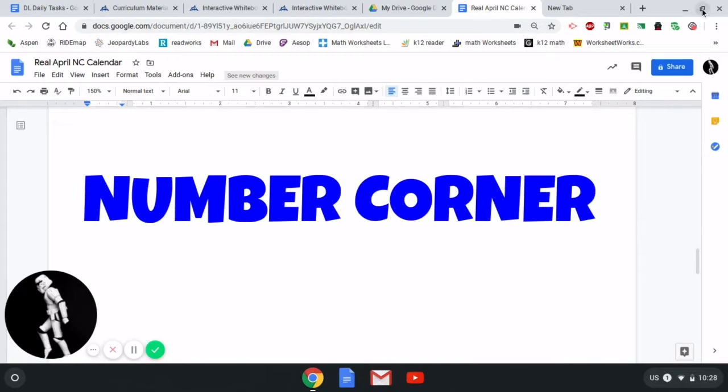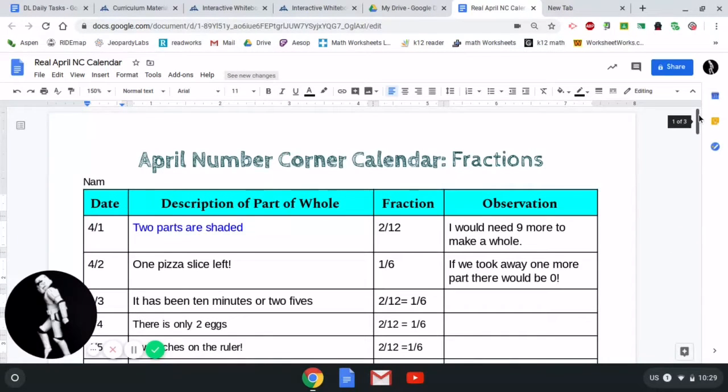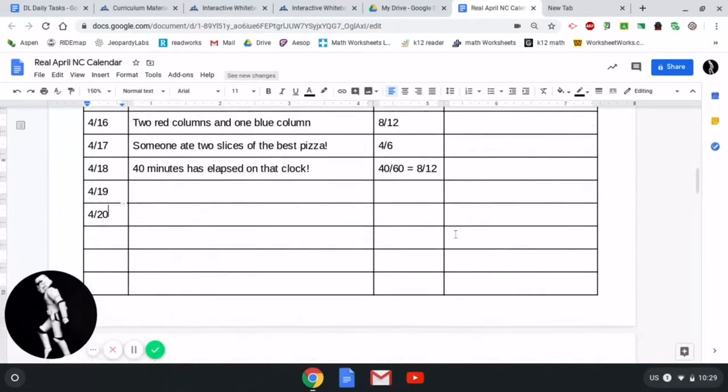Hey everybody, it's time for your next exciting chapter in Number Corner. To do this, you're going to need that document. This one, April Number Corner Calendar Fractions. We are updating to yesterday, April 19th, and today, April 20th. Let's go on to that calendar.